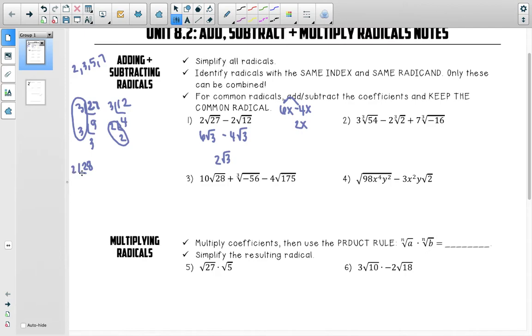28's even, so I'm going to divide it by 2, and that gets you 14. Divide that by 2, and you get 7, and that makes a pair. Remember, square roots, everything comes out in a pair. So we're going to take the pair of 2's, just 2, times 10, and you get 20, and you're left over with the square root of 7.